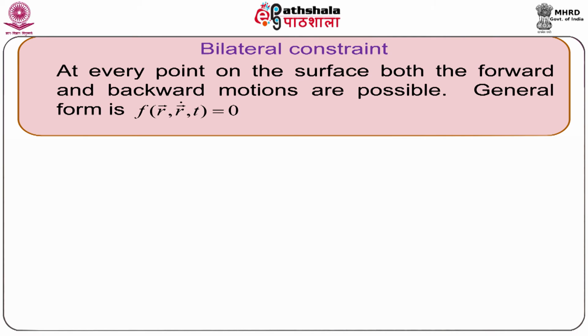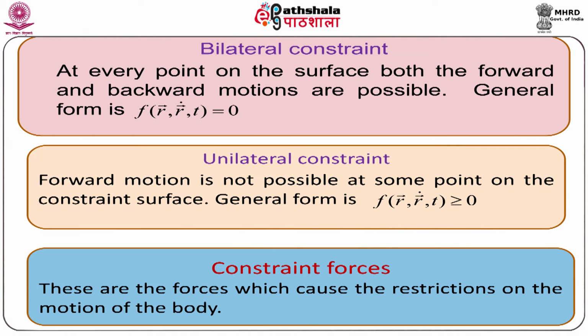Let us discuss two types of constraint. One is bilateral constraint and another is unilateral constraint. First of all, consider the bilateral constraint. In case of bilateral constraint, at every point on the surface, both the forward as well as backward motions are possible. General form of such constraint is given by f function of r vector, t equal to 0. This indicates that this constraint is bilateral.